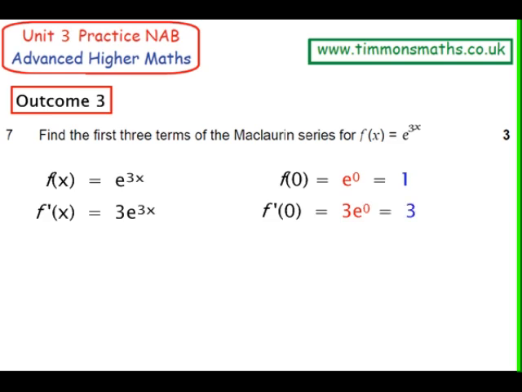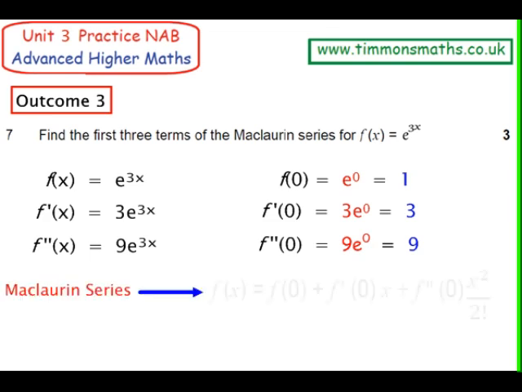F double dashed x, differentiating 3e to the 3x, will give us 3e to the 3x times 3, which is 9e to the 3x. F double dashed of 0 is then 9 times e to the 0, which is 9 times 1, so that's 9. Our Maclaurin series is given by f of x equals f of 0 plus f dash 0 times x plus f double dash 0 times x squared over 2 factorial.